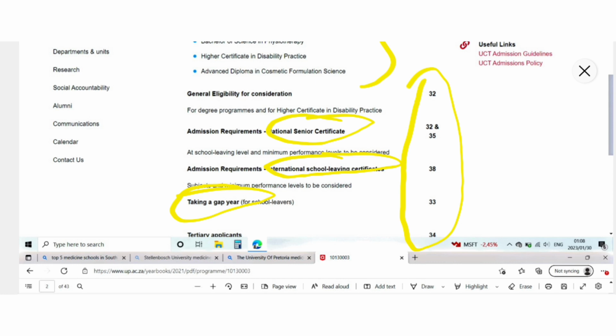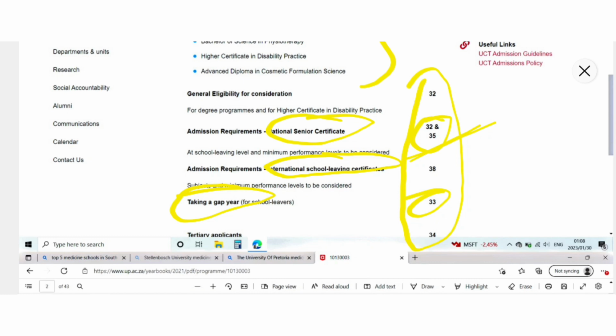You know yourself to say I am taking a gap year, which means I must have an APS score of 33 or above, or you just completed your school, and then you'll need to have 32 or 35. When it says 32 and 35, it might happen to say if you have 32, you will be allowed to take a bridging course. Mostly when we bridge in medicine, you are allowed to do a course which is a Bachelor of Science or something related to medicine, and then if you perform well, you will be allowed to get into MBBCH.